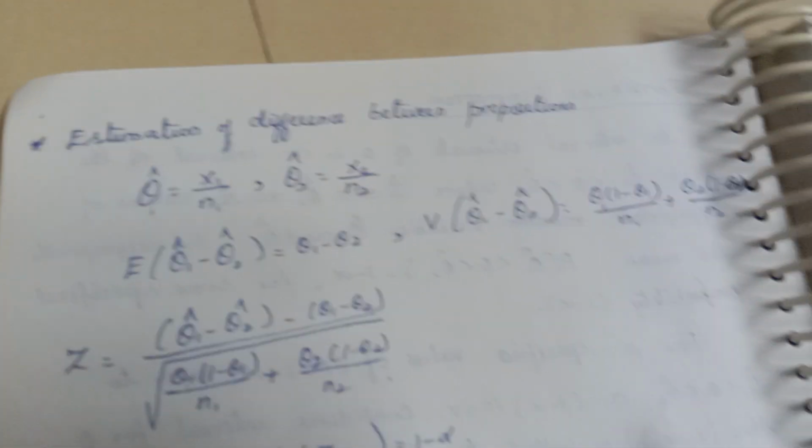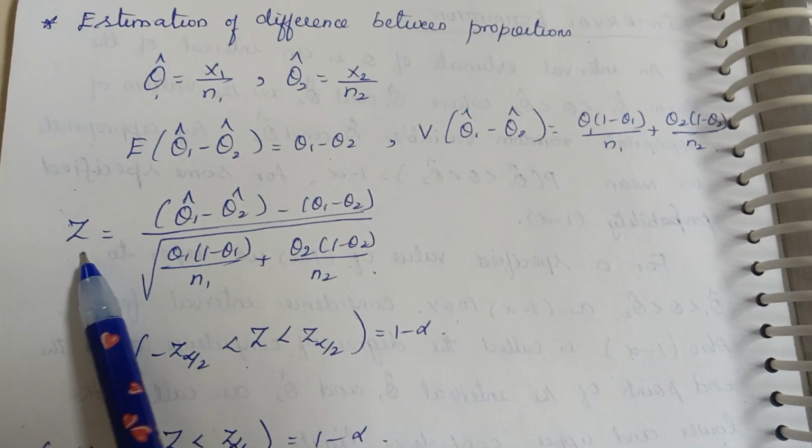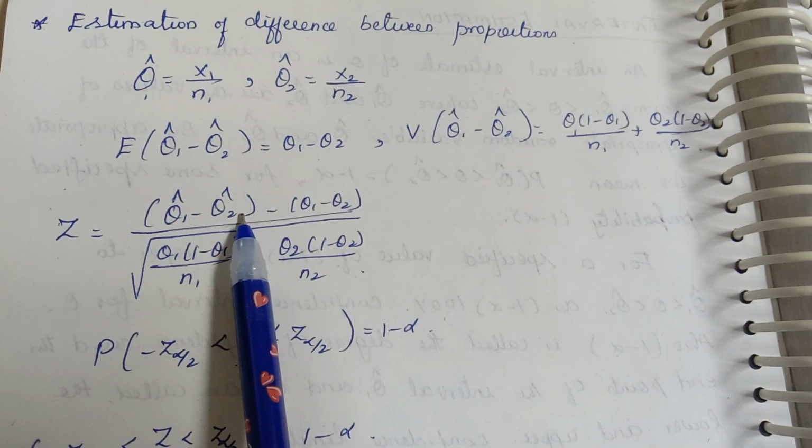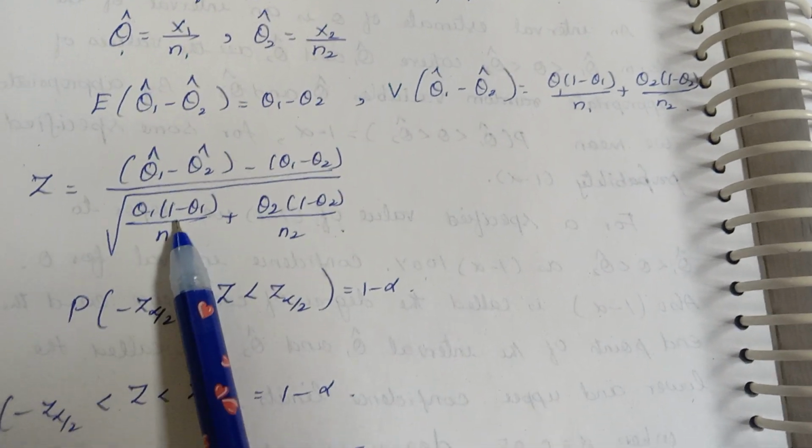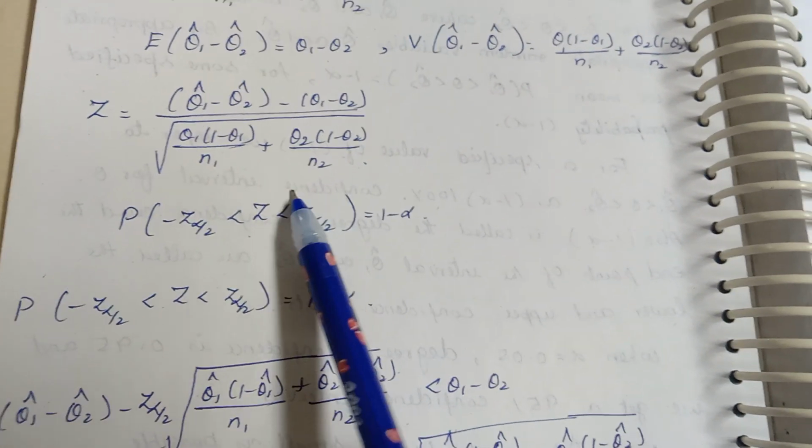Next, for estimation of the difference between proportions, where two proportions are given, we use the statistic z equal to (theta 1 cap minus theta 2 cap minus (theta 1 minus theta 2)) by square root of (theta 1 (1 minus theta 1) by n1 plus theta 2 (1 minus theta 2) by n2). This is for the difference between proportions.